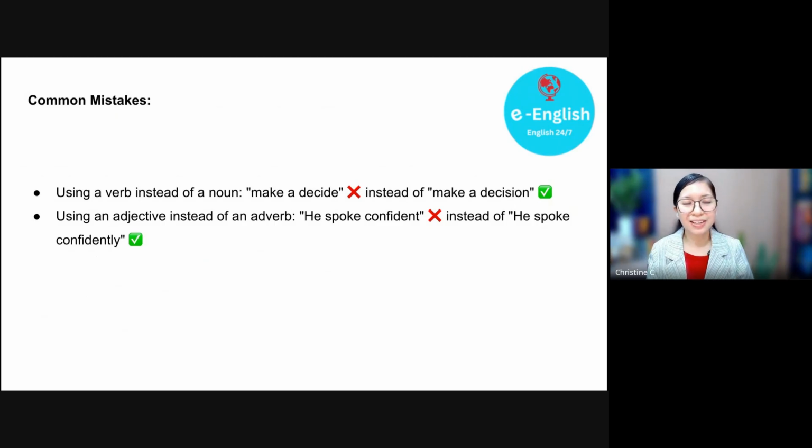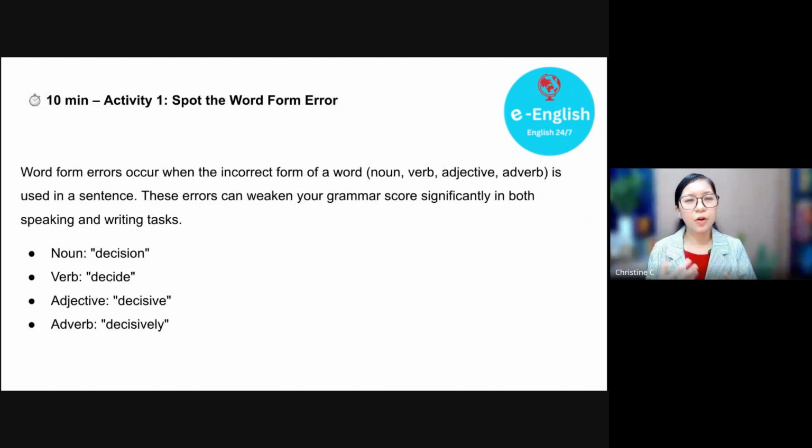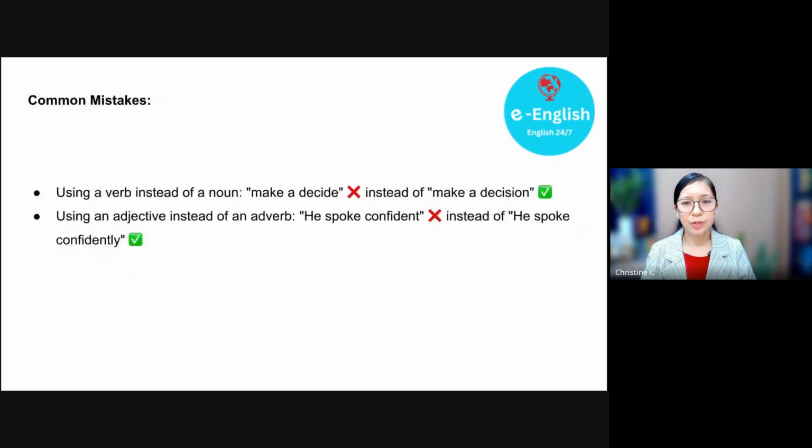Using a verb instead of a noun. This is a common mistake. For example, "make a decide" is wrong, instead of saying "make a decision." So if we are aware that the noun form of decide is decision, we know that when we want to write or say make, it requires a noun: make a decision.